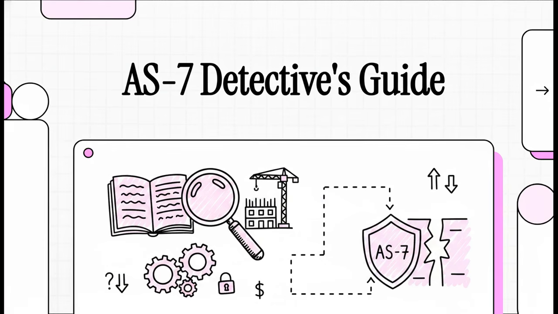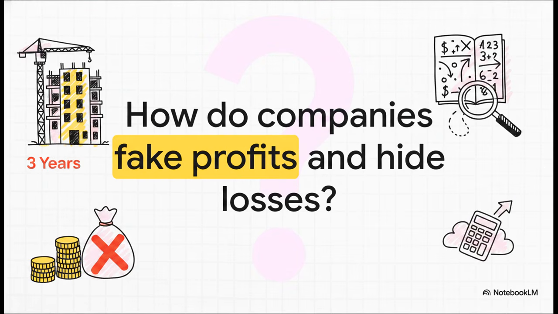We'll be uncovering exactly how financial statements can be manipulated in this industry, and, more importantly, how this specific standard shuts those loopholes down cold. So it's the million-dollar question, isn't it? How exactly do construction companies fake their profits and hide their losses?